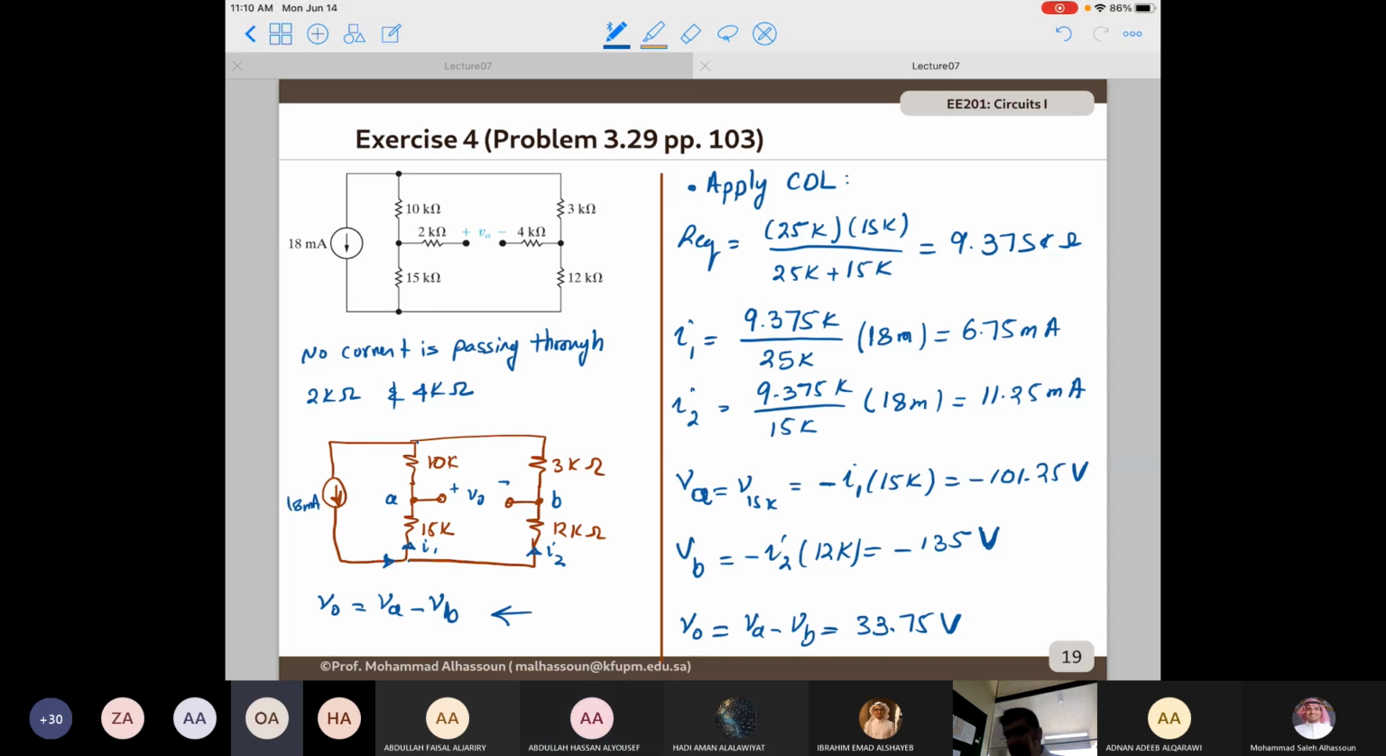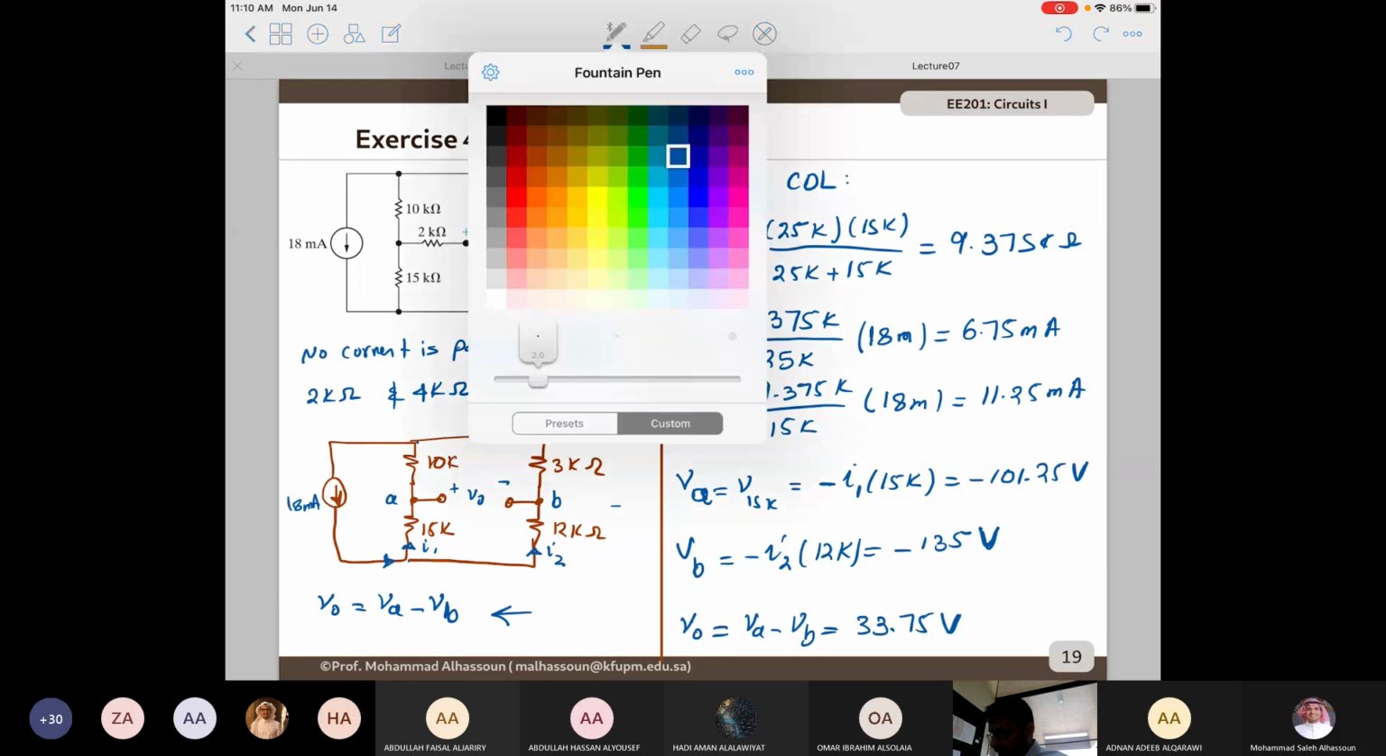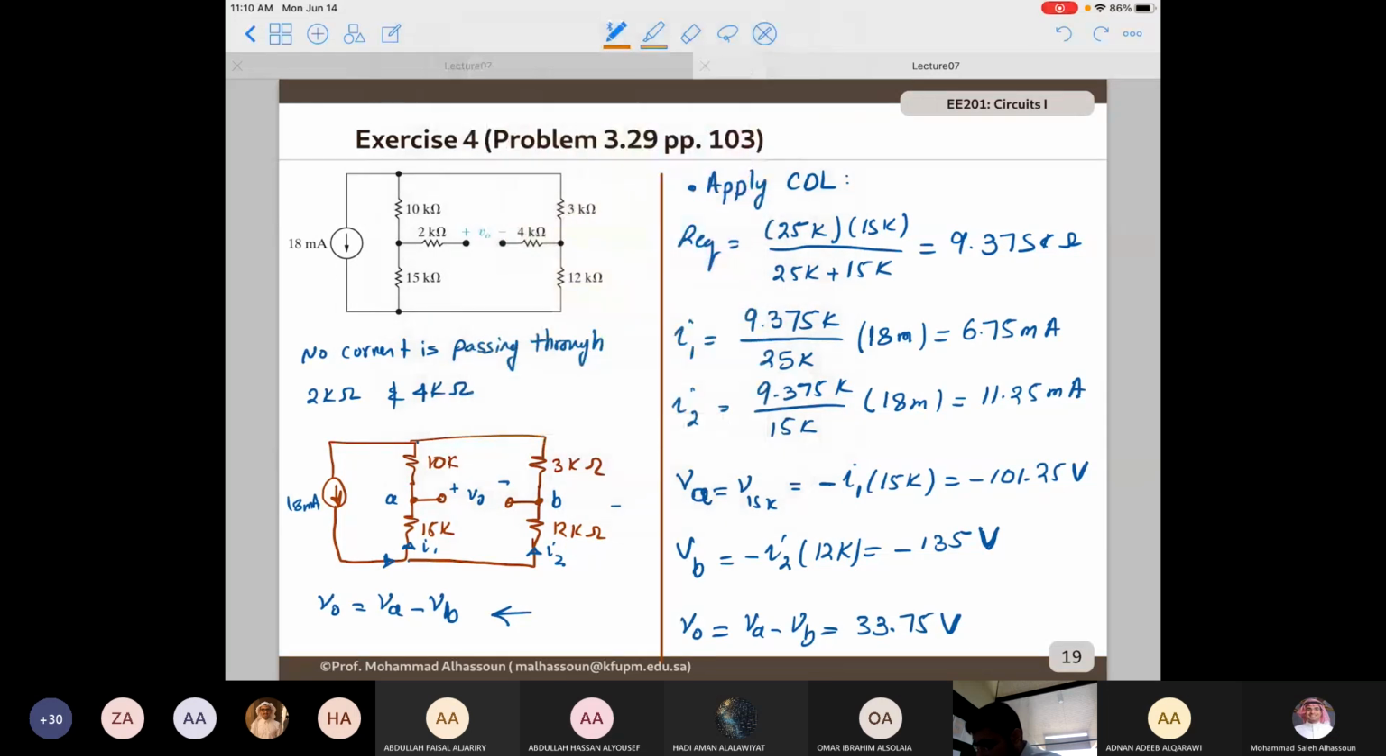Doctor, why is VB negative? Because in both cases, let me use a different color here. So this is VB, and this one is VA. The current is entering from the negative to the positive.